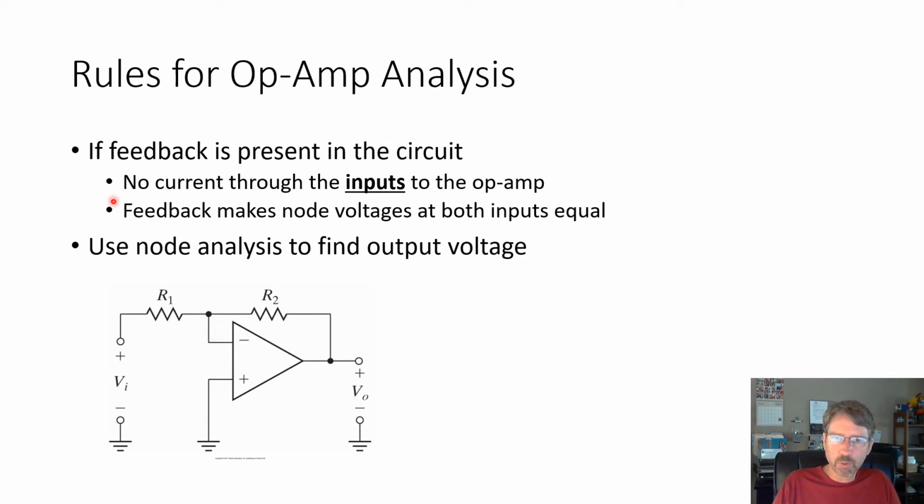So if you use those two rules, then you can use node analysis to find the output voltage. You can't assume that there's no current coming out of the op amp, and that's why we need some extra rules, because there's no Ohm's law or anything. So we don't know how much current comes out of here, but we can use those two rules to get a system of equations to solve.